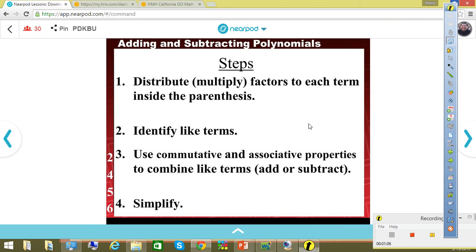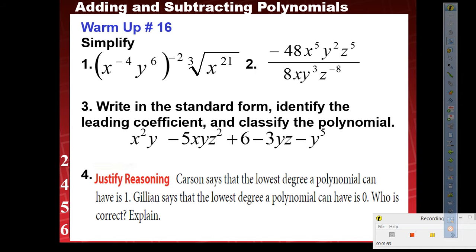Copy these steps down, please. Step 1, distribute: multiply factors to each term inside the parentheses. Step 2, identify like terms. Step 3, use commutative and associative properties to combine like terms, which is add or subtract. And step 4, simplify. Copy that. And these steps we're going to keep using to combine like terms. And today we're going to look at that. Okay? So, really quick, a quick intro in regards to combining like terms. Watch.